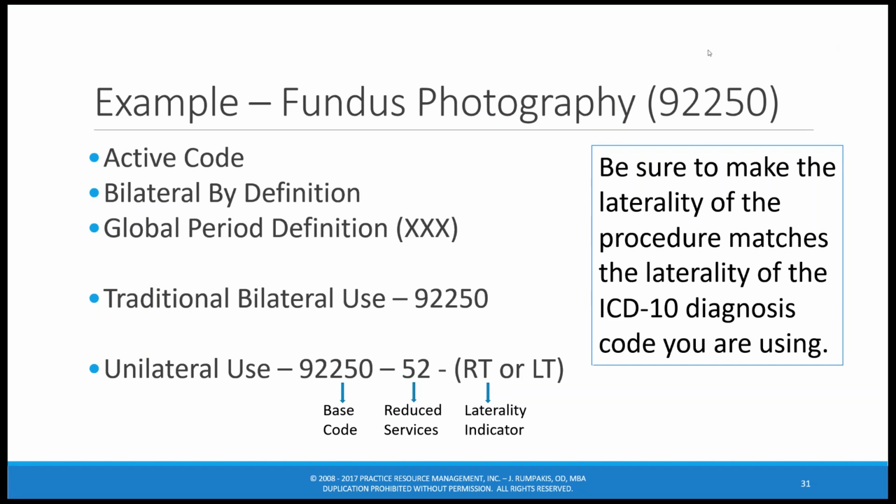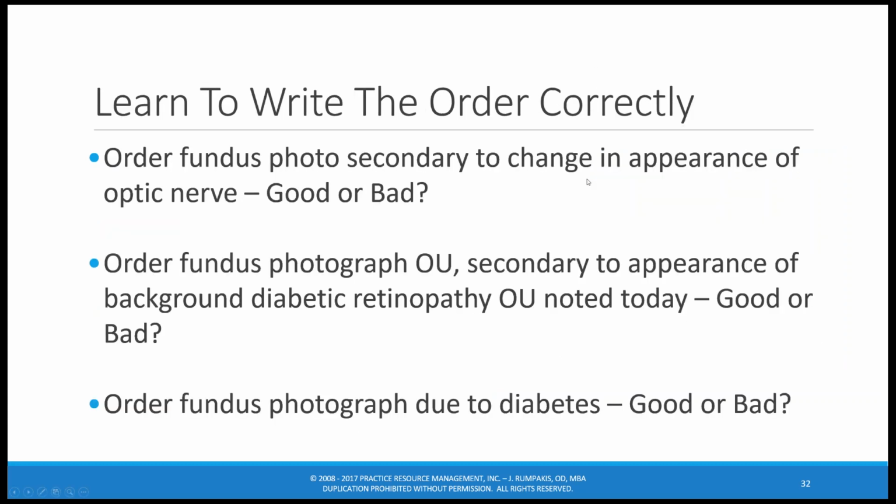So if I had a unilateral diagnosis but a bilateral procedure that I was billing for, be guaranteed that is a flag to the insurance carrier, okay? And they're going to catch you on that and they're going to ask for their money back. So now we want to do an order. What do we have to do to write an order correctly?